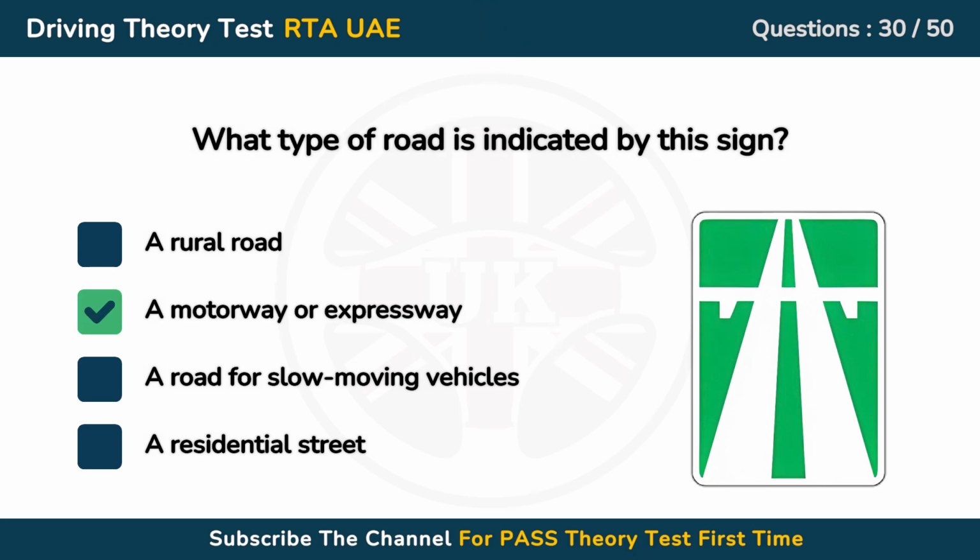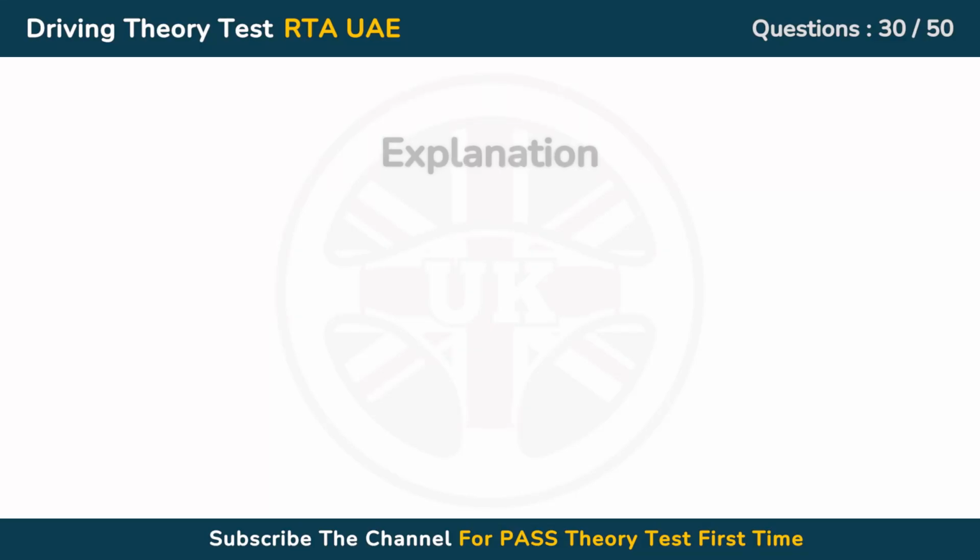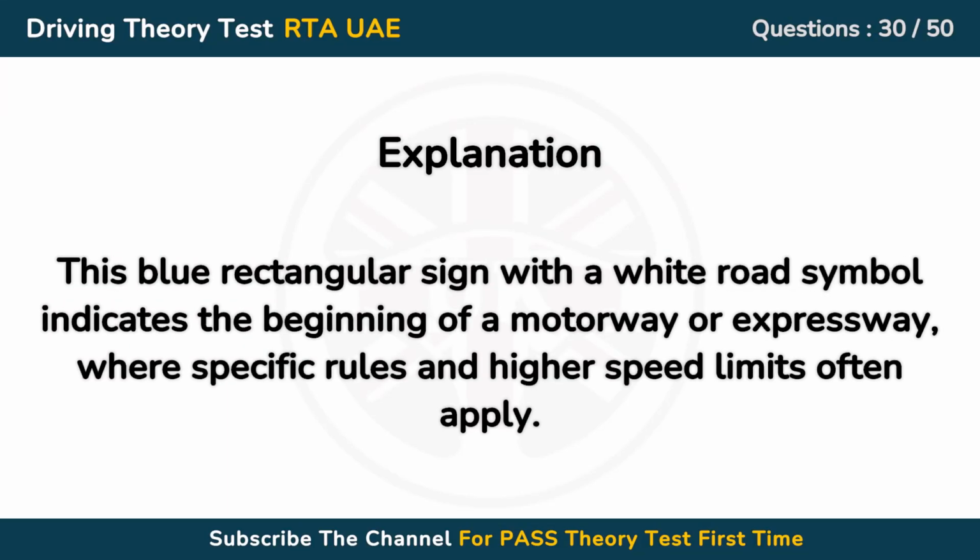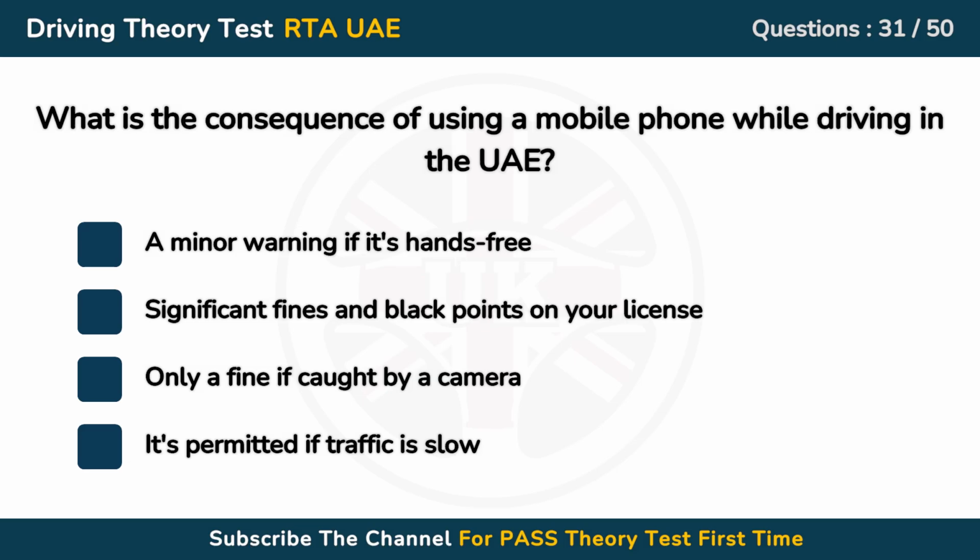Answer is B, a motorway or expressway. This blue rectangular sign with a white road symbol indicates the beginning of a motorway or expressway, where specific rules and higher speed limits often apply. Question 31. What is the consequence of using a mobile phone while driving?